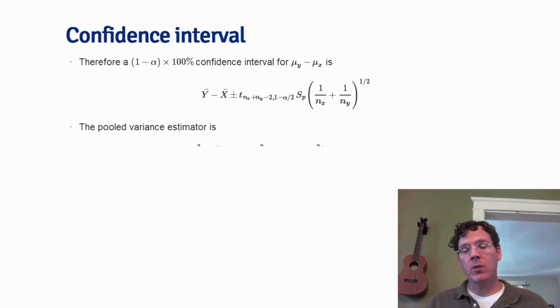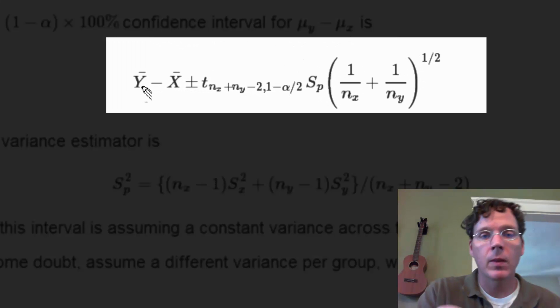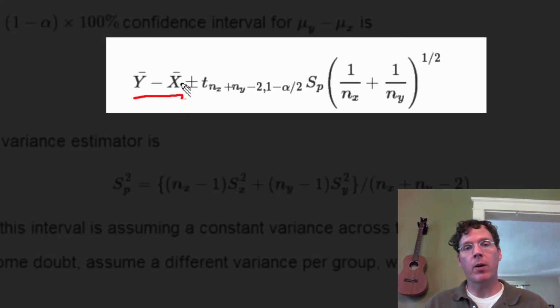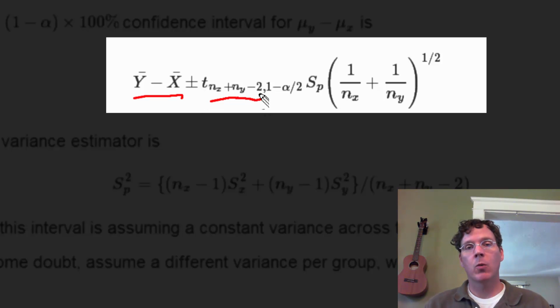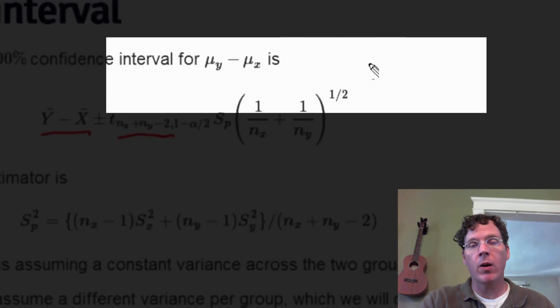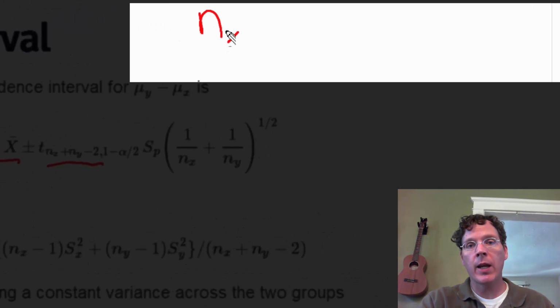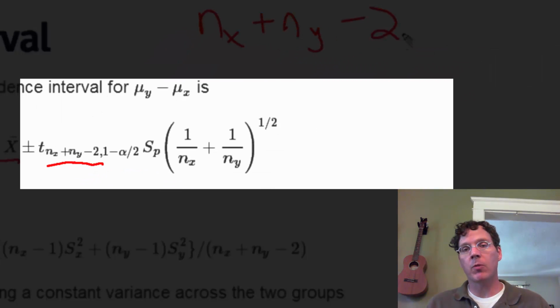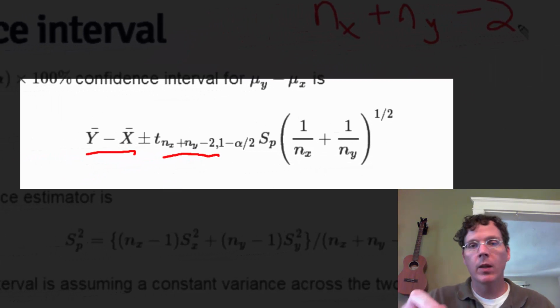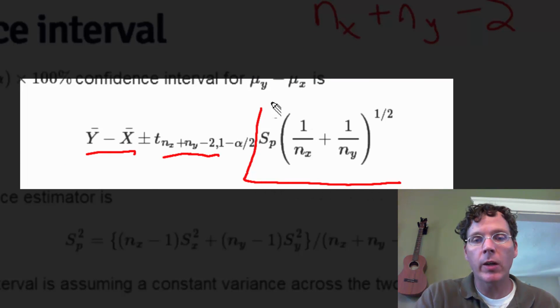The standard confidence interval in this case is y bar minus x bar, the average in one group minus the average in another group, times the relevant t quantile, where here the degrees of freedom are a little bit hard. The degrees of freedom are nx plus ny minus 2, where nx is the number of observations going into the x group and ny is the number of observations going into the y group. Here, this is the standard error of the difference.